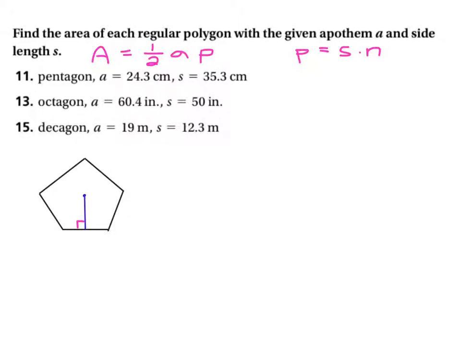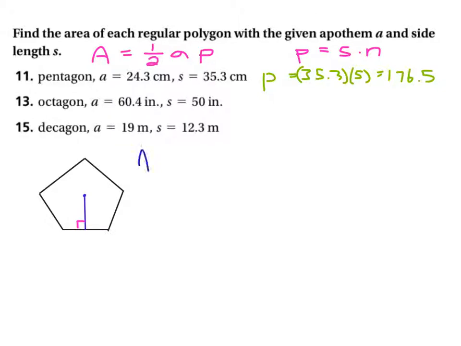Let's find the perimeter of the pentagon first. Well, for the perimeter, we would say the perimeter is the side length, which is 35.3, times 5, the number of sides, which equals 176.5. Okay, so I'll do the work down in the bottom and then I'll move it out of the way.